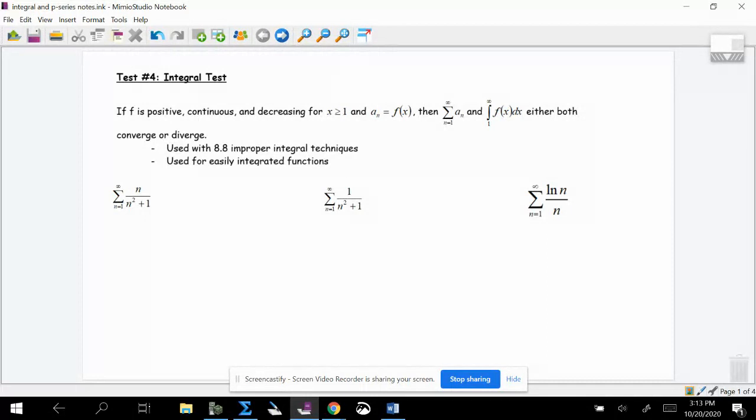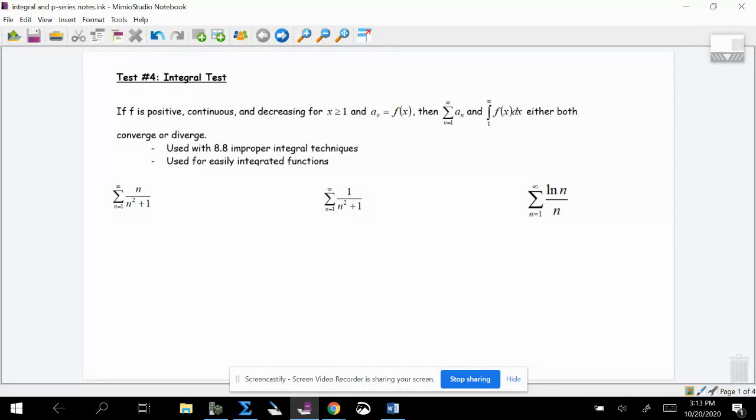So test 4 is called the integral test. I have what the integral test actually says written on the screen. It's called the integral test because you actually will integrate. So what happens with the integral test is you are looking at a series that we can actually write like it's an improper integral. So this is taking us back to a couple chapters ago when we looked at what do we do when an integral has an infinite boundary. So that's what we do.